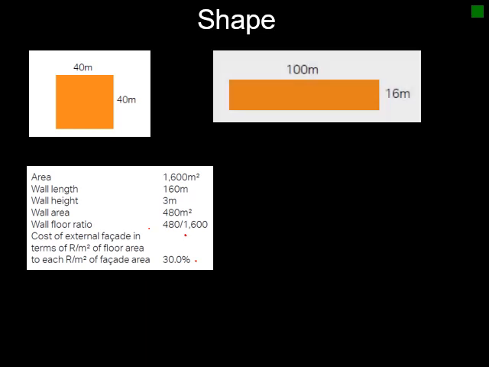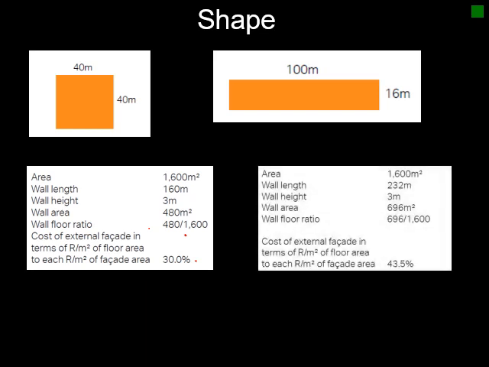So looking at the second scenario, you've got your 100 by 16 meters, which is the same area if you calculate it. Your wall length is now 232 meters. Your height still stays the same, and then your wall area now goes up to 696 squares. If you divide that by your floor area, you get a ratio of 43.5%. So you can see the ratio is higher.